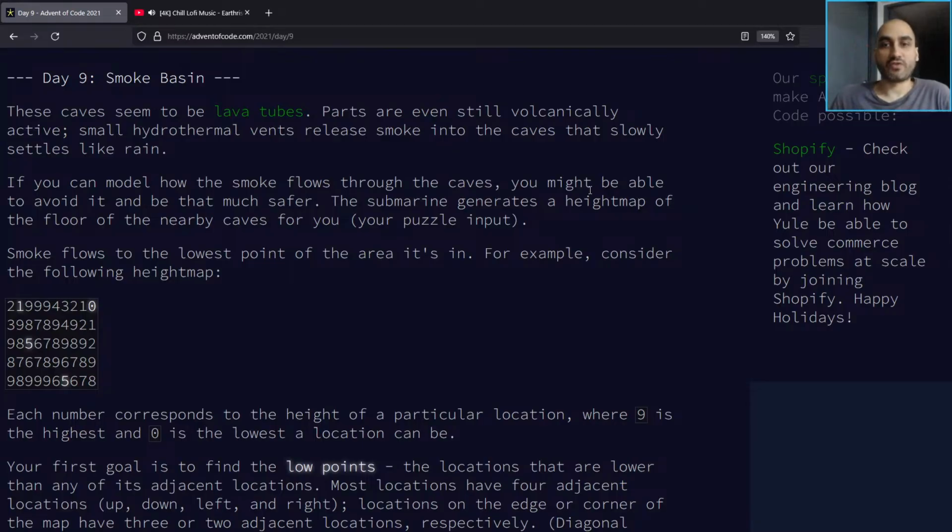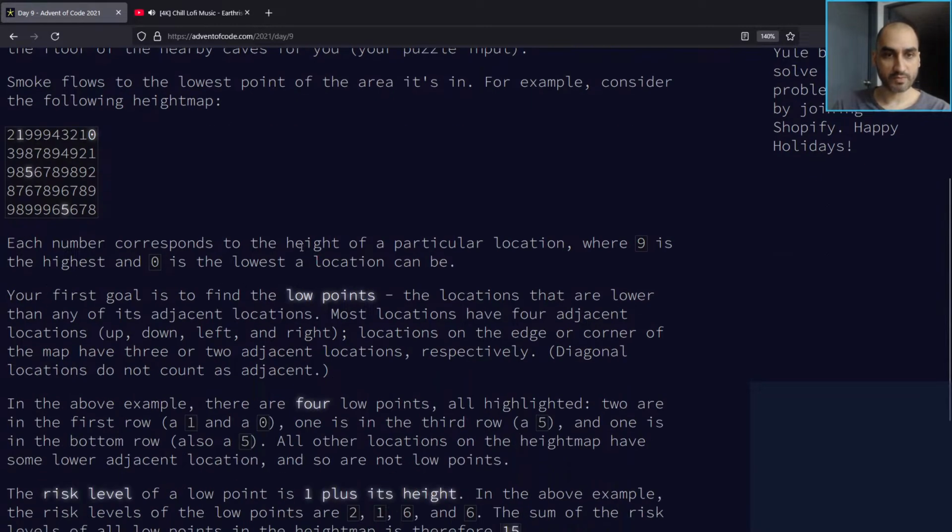The submarine generates a height map of the floor of the nearby caves for you. Smoke flows to the lowest point of the area it's in. For example, consider the following height map. Each number corresponds to the height of a particular location, where 9 is the highest and 0 is the lowest a location can be. Your first goal is to find the low points, the locations that are lower than any of its adjacent locations. Okay, so it's like a trough.